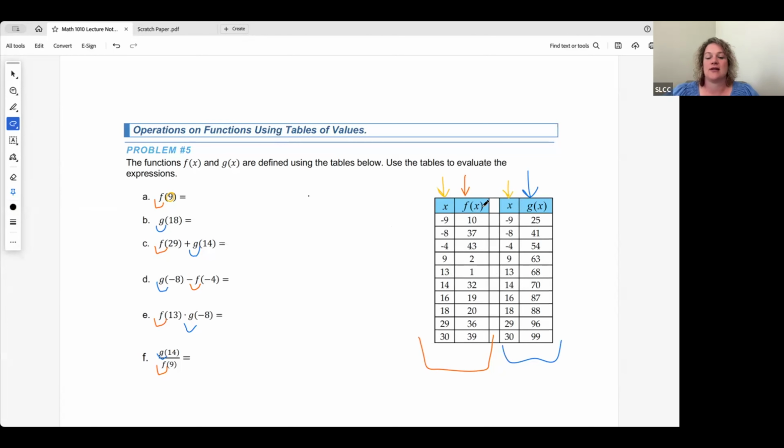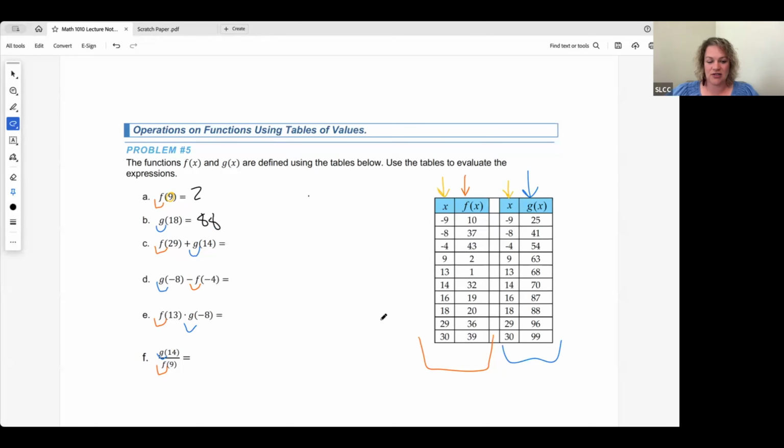What is f of 9? So I start with this portion of the table, and I'm finding f of 9. So the input value is 9. And what's the corresponding output value? 2. What is g of 18? I go to g. The input is 18. The corresponding output, 88.